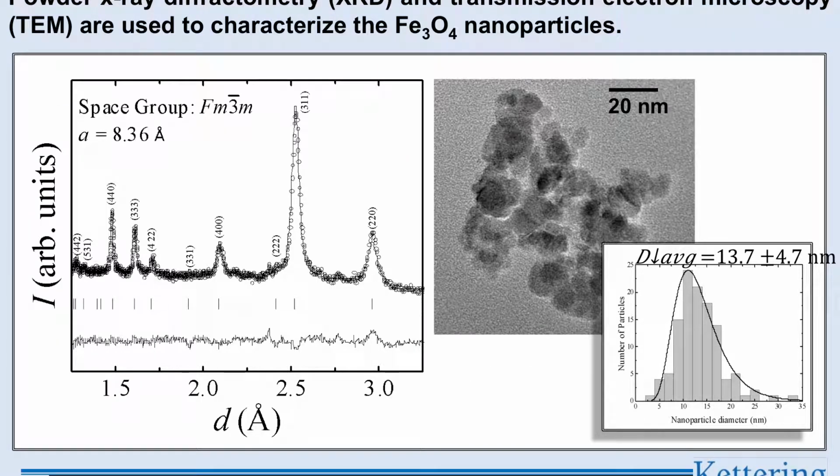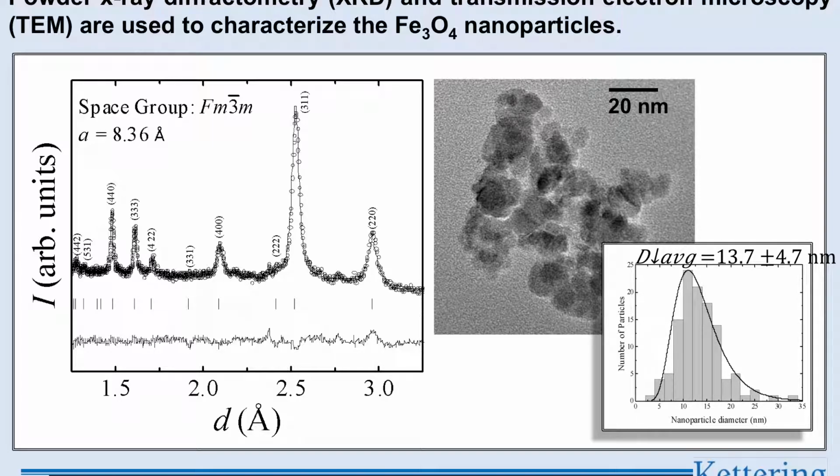So we characterize this. This is X-ray diffraction here, just showing that we did get Fe3O4. We did some imaging with transmission electron microscopy. So these are the nanoparticles themselves. They do tend to, without that surfactant, there's no surfactant on these here, aggregate a little bit, which will cause them to fall out of solution.